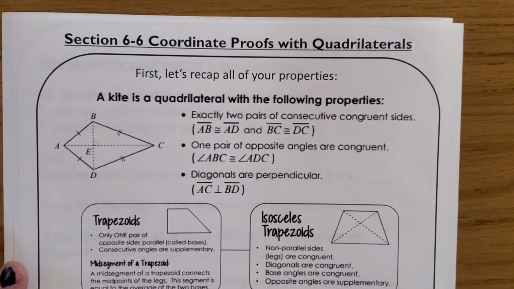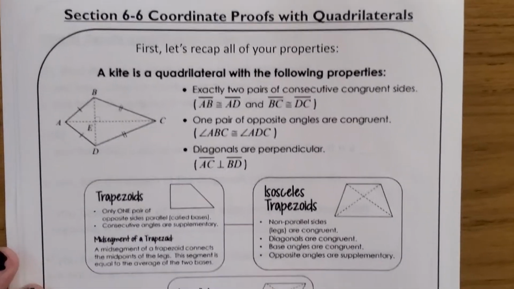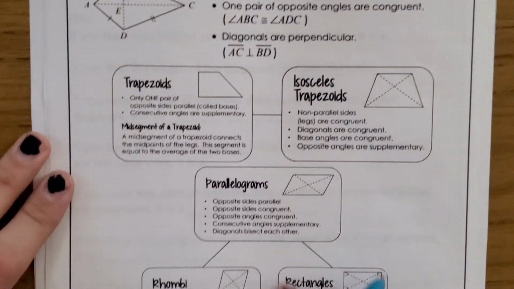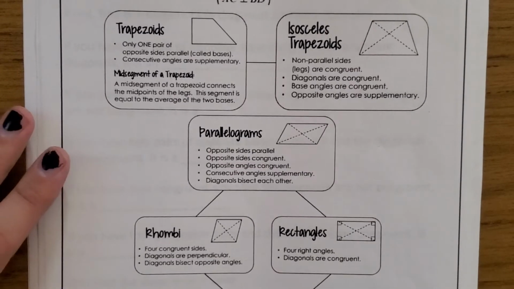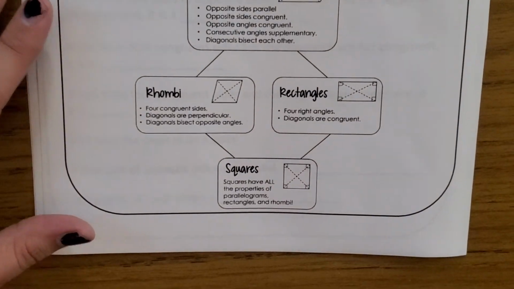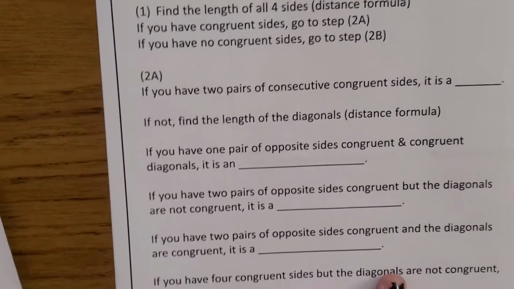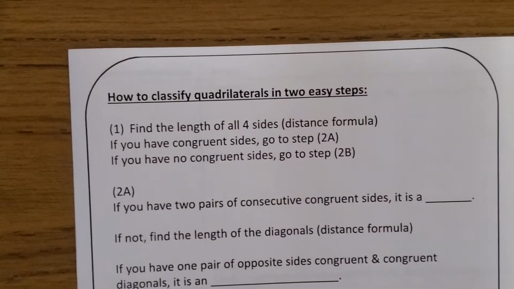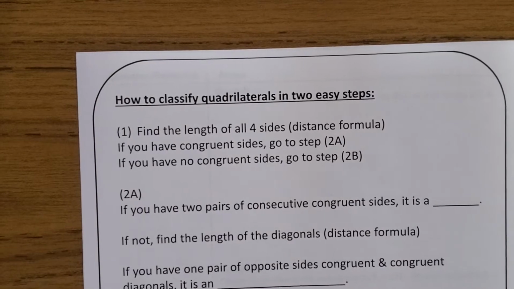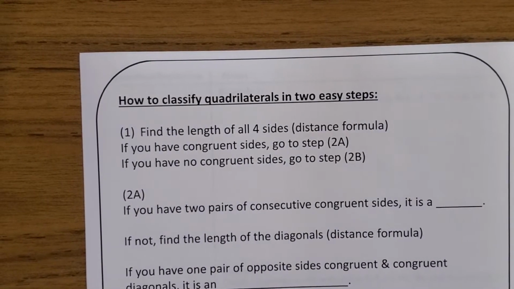I'm not going to go through it because you can go back and watch the other videos in case you need to, but you can see all these properties here were built into this nice, beautiful, wonderful sheet that you can look at and reference. So I'm gonna go ahead and just go on to this next page where we actually need to read how we're gonna do this. So when we're classifying quadrilaterals, it's really two major steps that we gotta focus on.